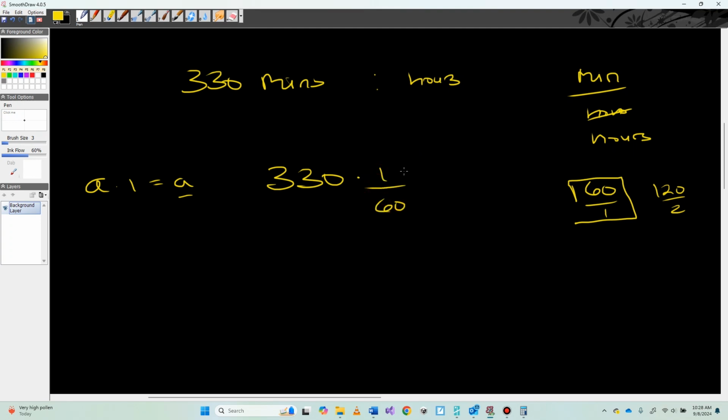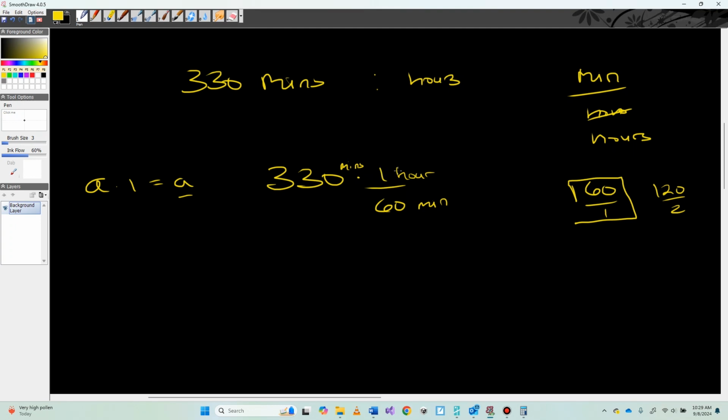Now, what have I done here? Let me write down that this is 1 hour and that this is 60 minutes. And let me write down here that this is also minutes. What I have done here is I have multiplied 330 by a value that in reality is 1. 1 hour equals 60 minutes. But in math terms, it is 330 multiplied into 1 over 60.